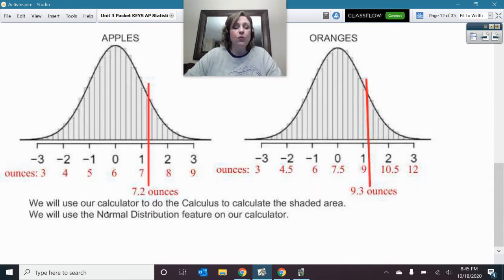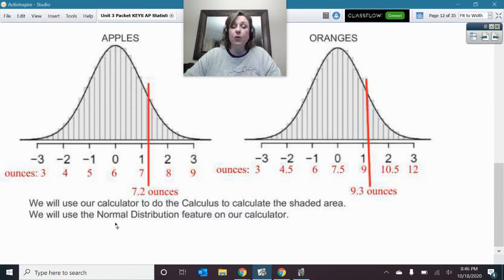Okay, so I went ahead and I have this picture here for apples and I labeled their ounces. And I have this picture here for oranges and I labeled their ounces based on the mean and standard deviation we were given for those fruits. And I put in here the question we were asked. We were asked about an apple that is 7.2 ounces and an orange that is 9.3 ounces. So interesting, they're both just a little bit above one standard deviation above the mean.